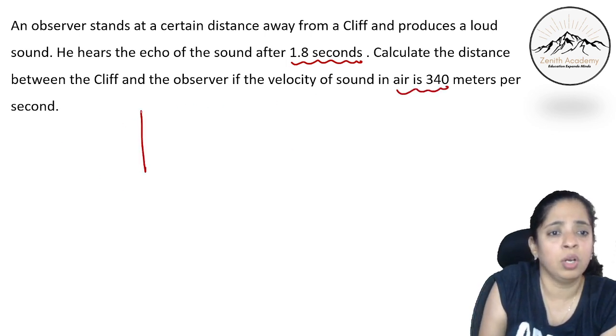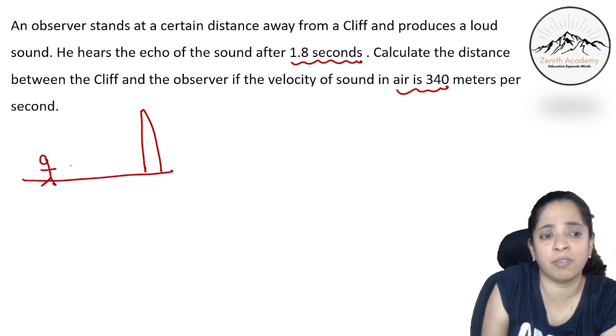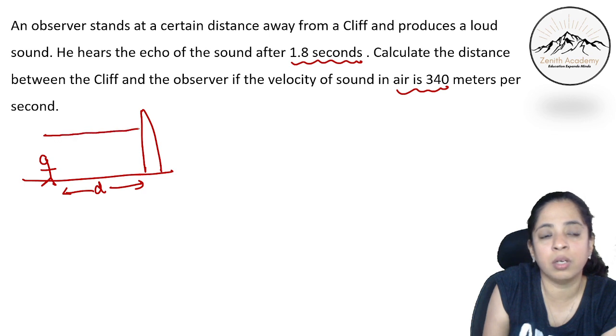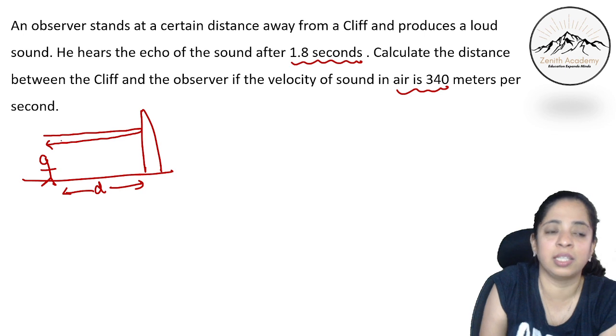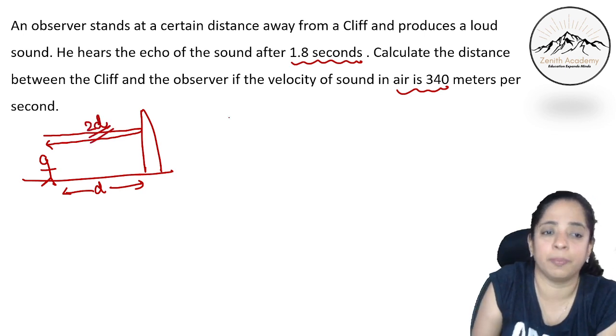See, we know if this is a cliff, this is a person. We have understood this in theory very well. And if this is the distance, then what is the total distance traveled by wave? The wave will travel from here to here. It will strike back and come back into our ears. Then only we will be able to hear. So the total distance traveled will be 2d.